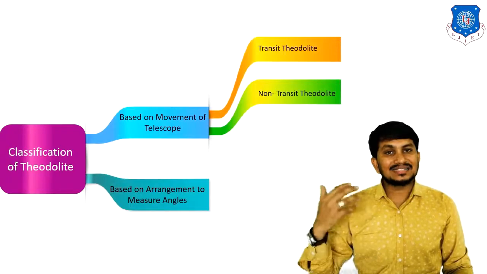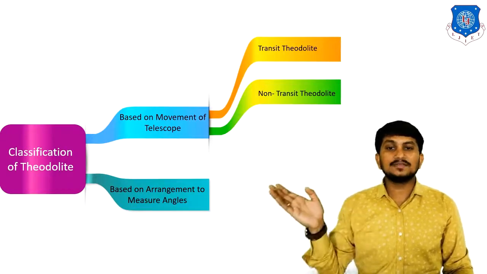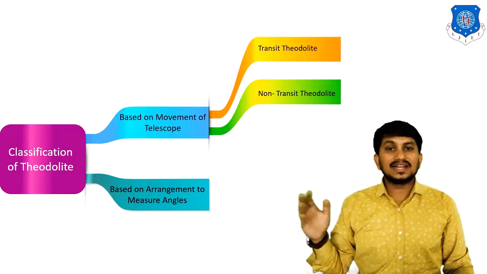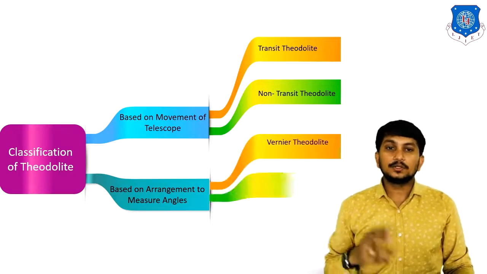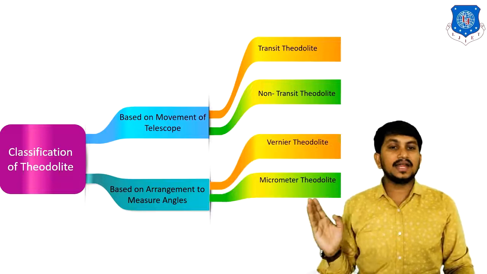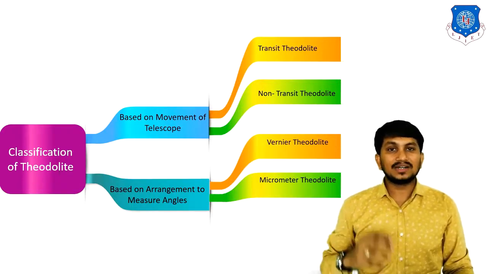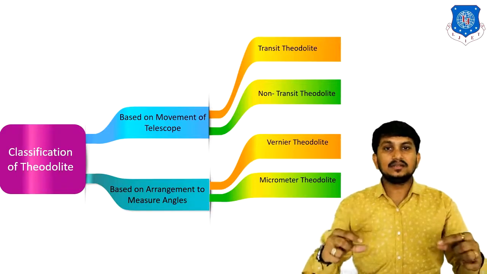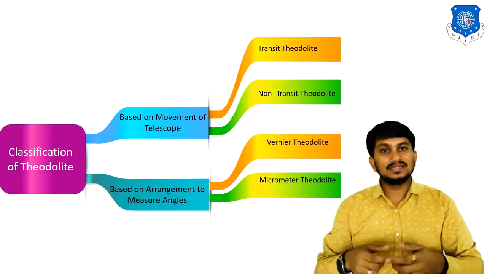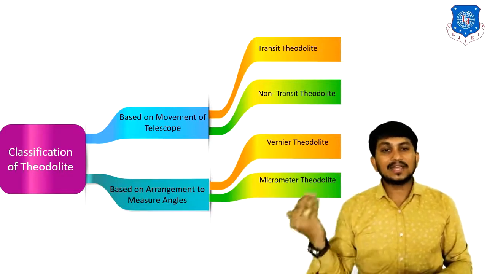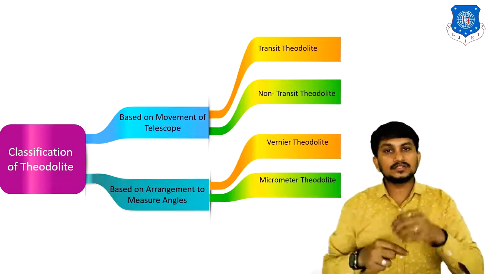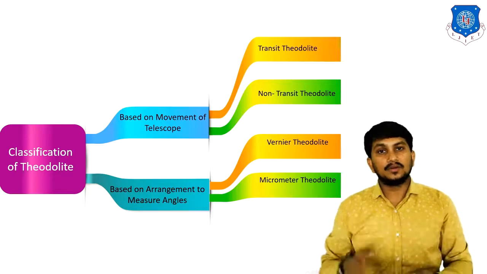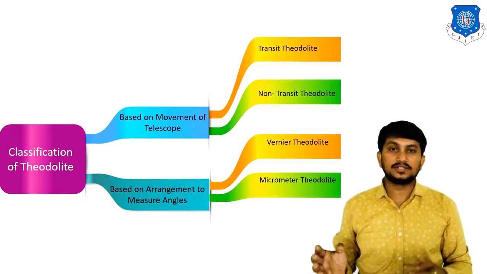Now let's see the classification of theodolite based on arrangement to measure the angles. Based on arrangement to measure the angles, theodolite can be classified into two categories: Vernier theodolite and micrometer theodolite. So what is Vernier theodolite? In Vernier theodolite, Vernier scale is installed to measure the angles, while in micrometer theodolite, micrometer is installed to measure the angles. So what is more accurate, Vernier theodolite or micrometer theodolite? Let's see.